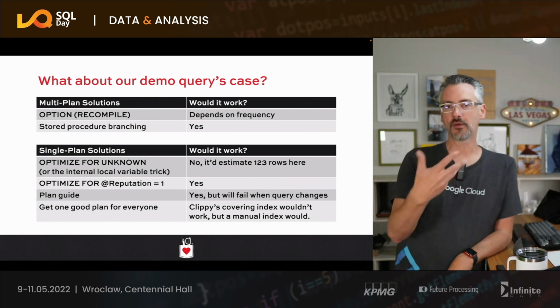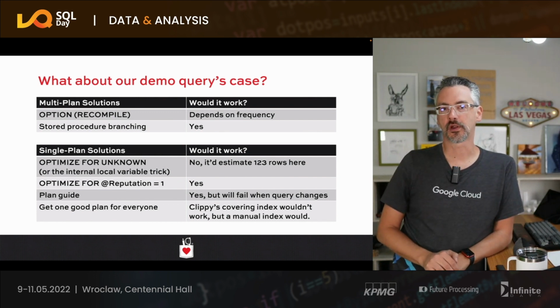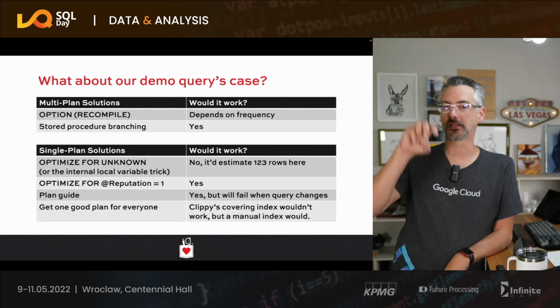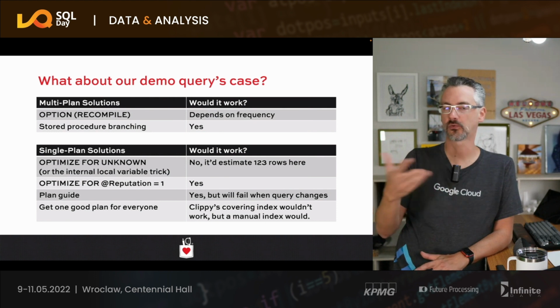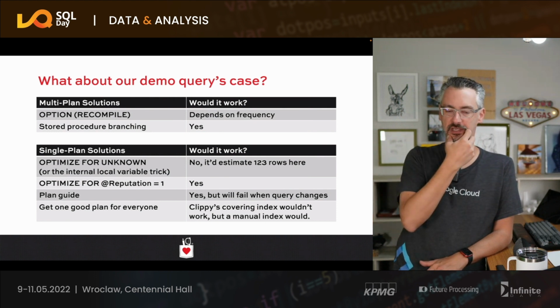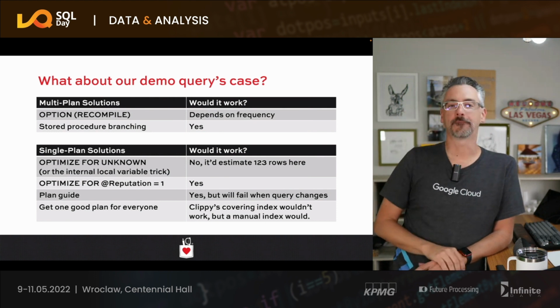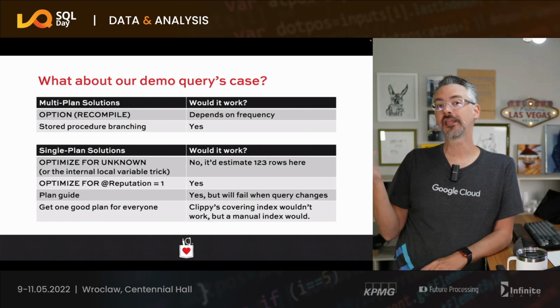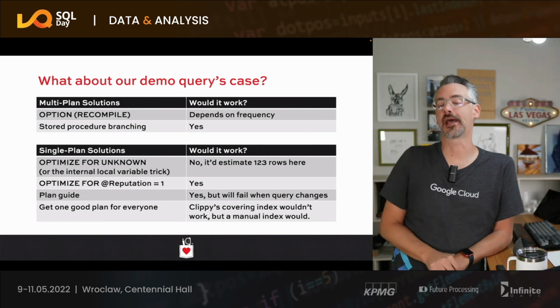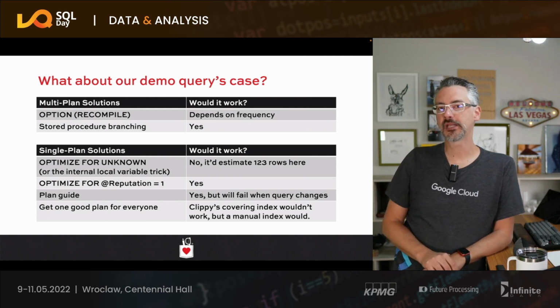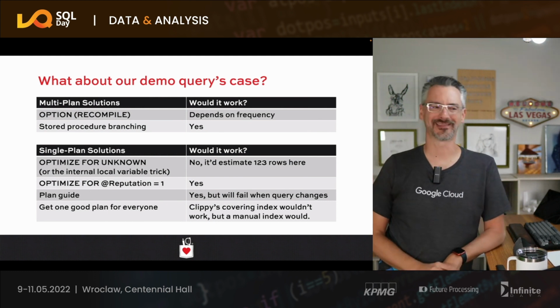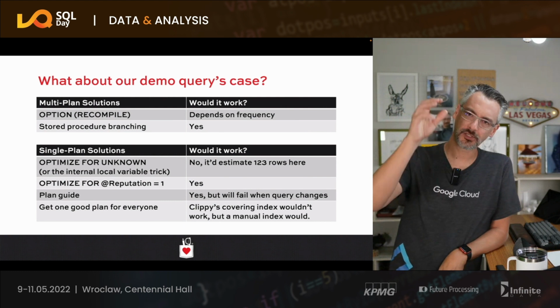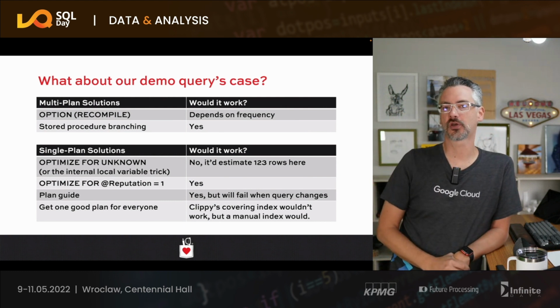So how about in the case of the demo query that we've been working on so far? What are the right answers? And it's not black and white. There are lots of ways that you could fix this. At the beginning, option recompile. Would this work? Sure, if the query isn't run that often. If it's run once a minute or less frequently than that, sure, just put an option recompile hint on it and call it a day.